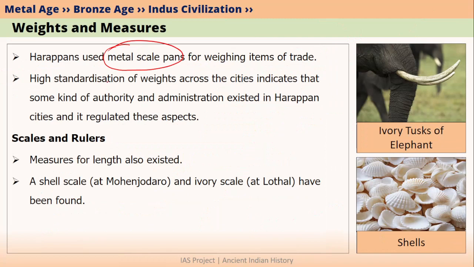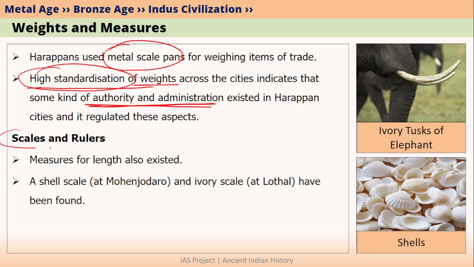Moreover, all the cities in Indus Civilization had the same kind of weights. That is why we can say that the high standard of weights means that there was some kind of authority and administration in the Harappan cities. And this authority and administration closely regulated what should be the weights of each stone weight. We will learn more about the authority and administration that existed in the Harappan cities in the coming videos. But for now, we know that high standardization of weights means that there was a highly stable authority and administration that were governing the cities, who were basically the rulers of these cities.